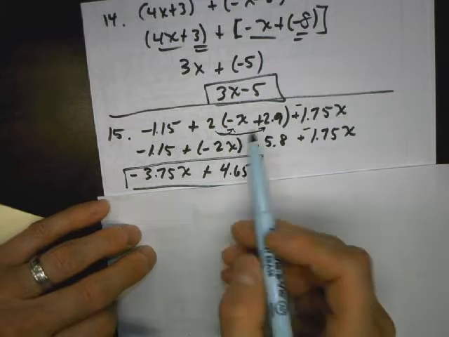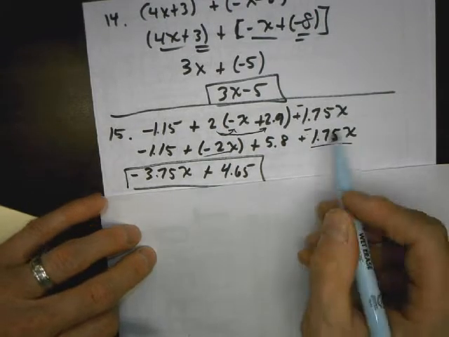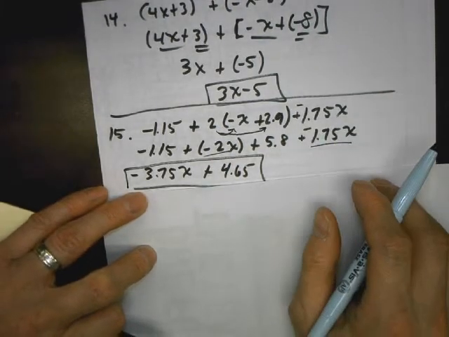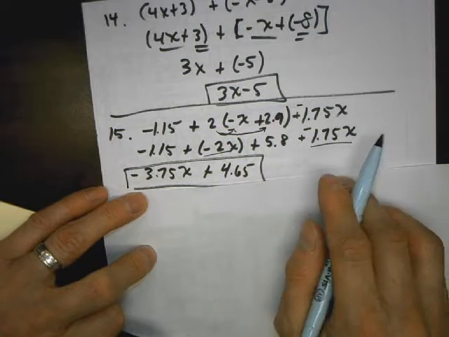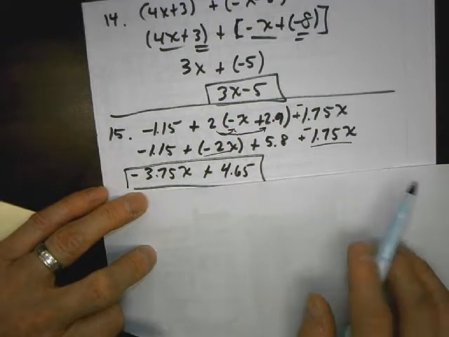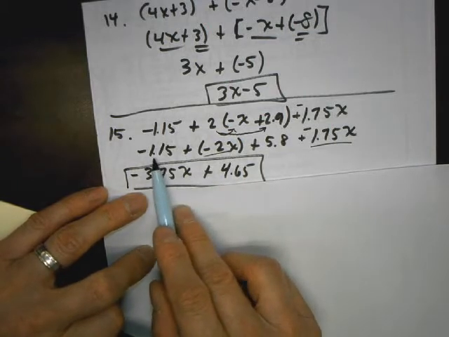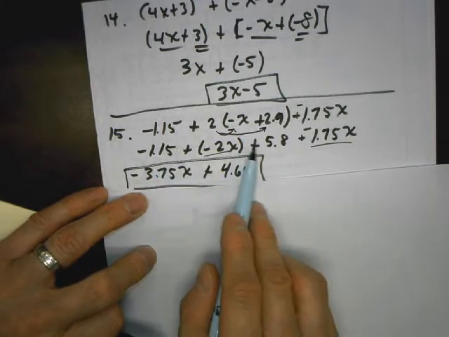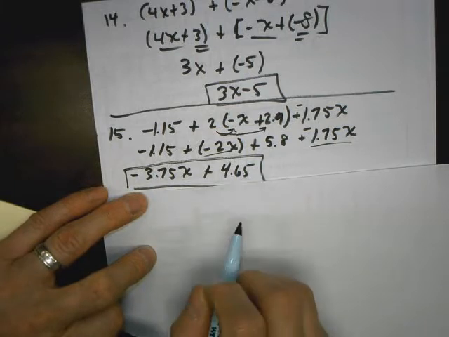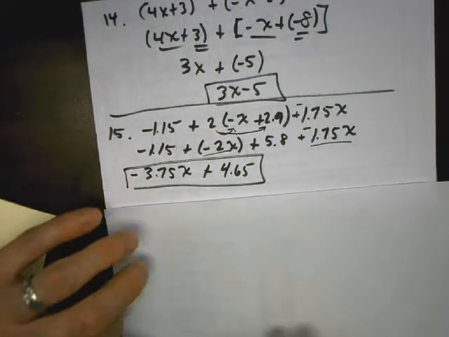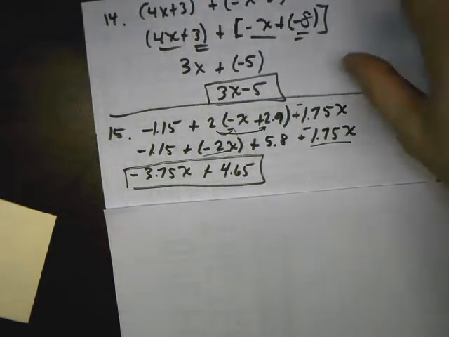Now I combine like terms. I add my x's to my x's. They're both negatives, they're on the same team, so I add them together. 2 plus 1.75 is 3.75, but they're both negatives. Negative 1 and 15 hundredths plus 5 and 8 tenths is positive 4 and 65 hundredths. So that's simplified. I can't do any more.